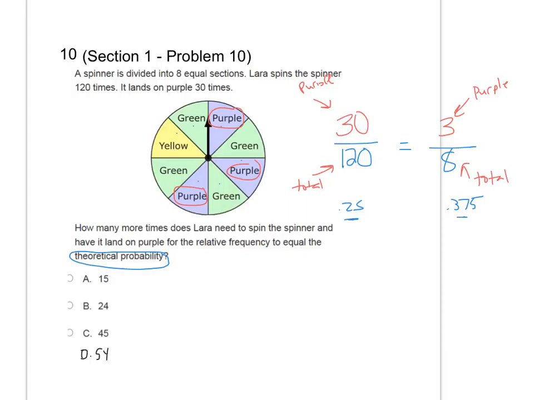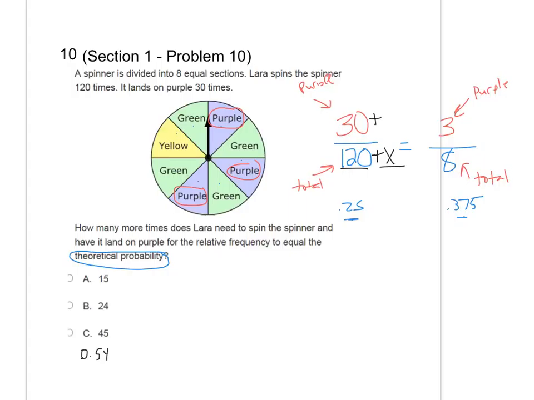So the question says, how many more times does she need to spin the spinner? So we're going to do this. We're not sure how many more times she needs to spin it. She's already spun it 120 times, but we're going to have her spin it more. And if you don't know an exact number, that's why you use a variable. So 120 plus x, since we don't know how many more times she needs to spin it.